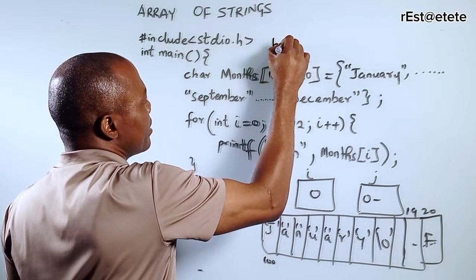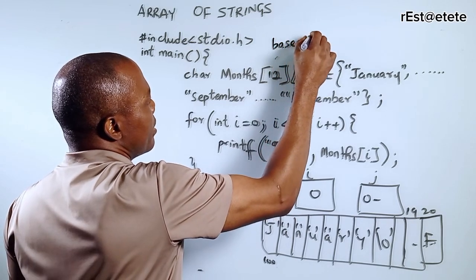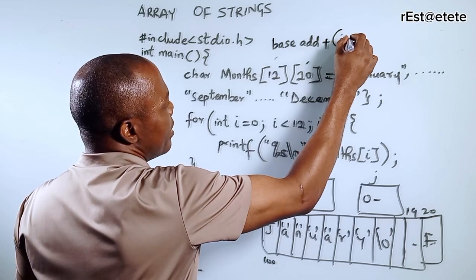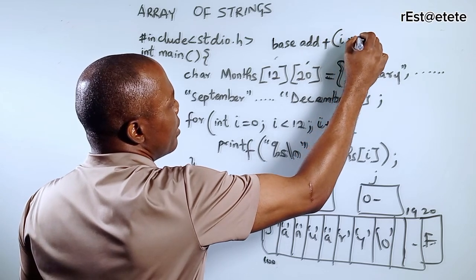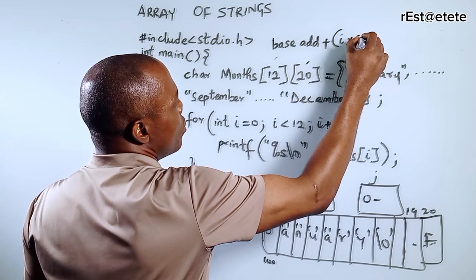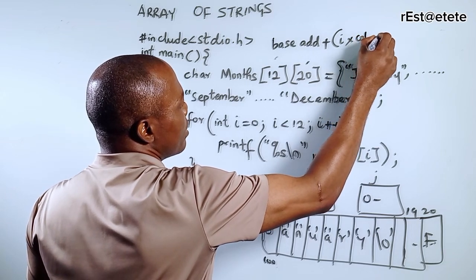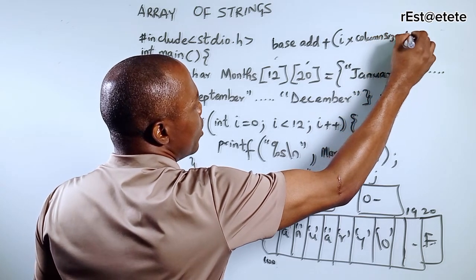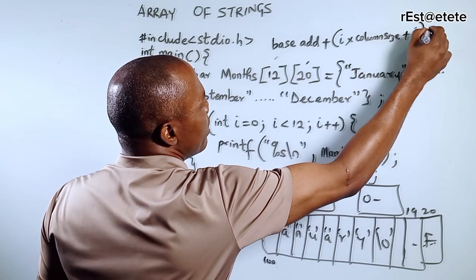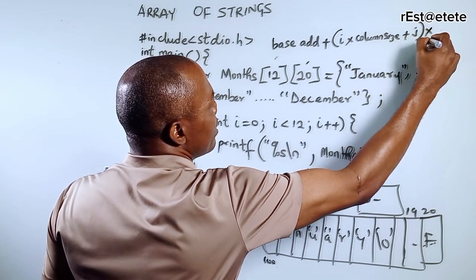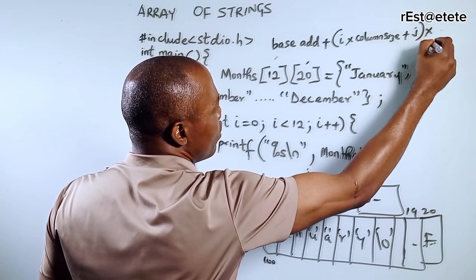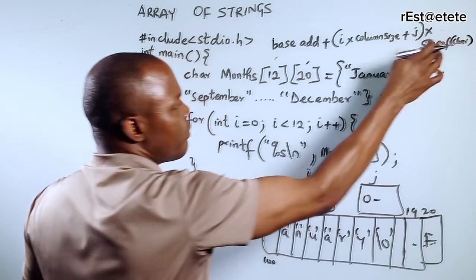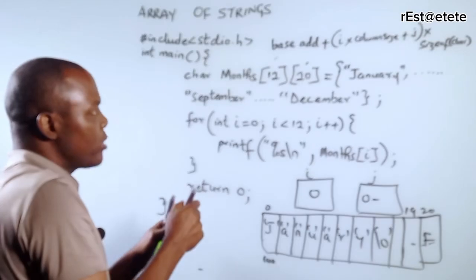Base address plus i times column size plus j multiplied by what? What should be here? Size of char. Size of character. That is the formula it's going to use.